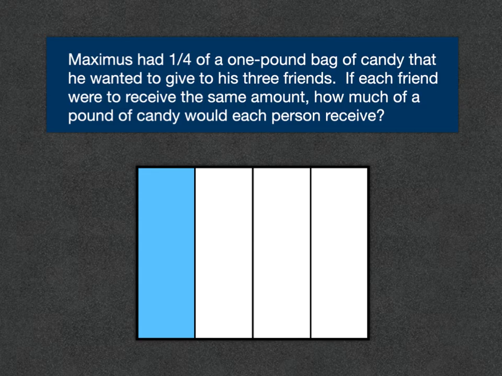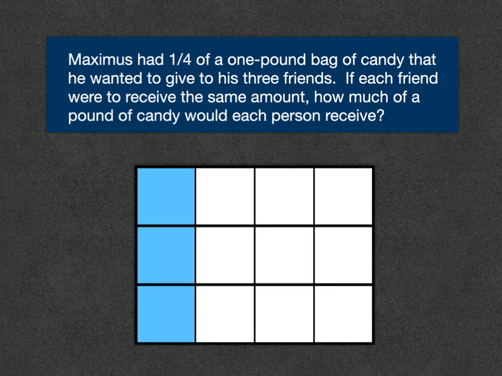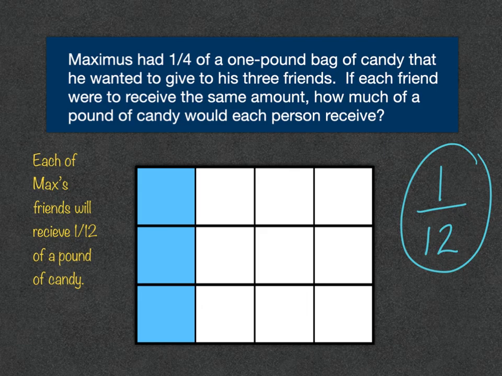If Maximus wants to divide this up evenly between his 3 friends, we will need to divide the box, going in the opposite direction, into 3 sections. If we are hoping to find out how much each friend will receive, we will look to find the size of one of those small pieces. Each friend will receive one portion, our numerator, out of what is now 12 small pieces, our denominator, giving us our answer of 1/12. Each of Max's friends will receive 1/12 of a pound of candy.